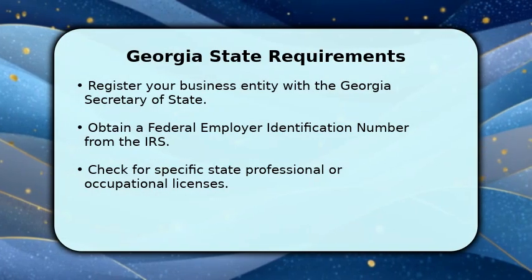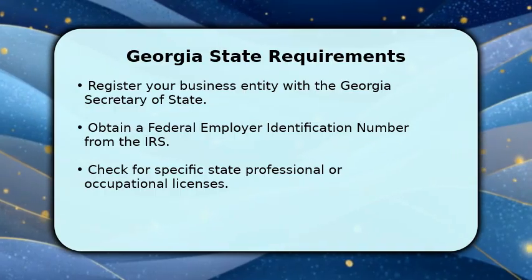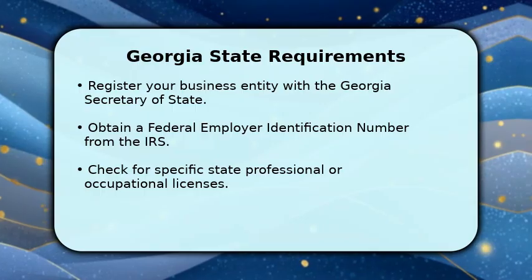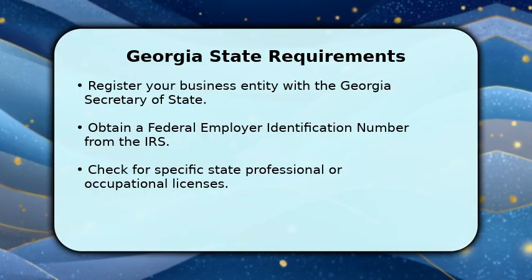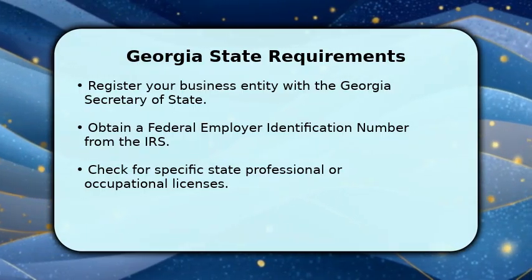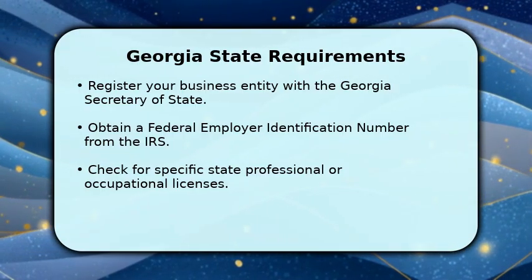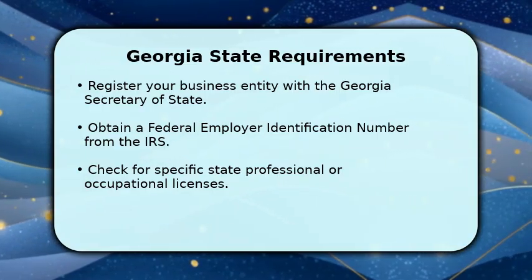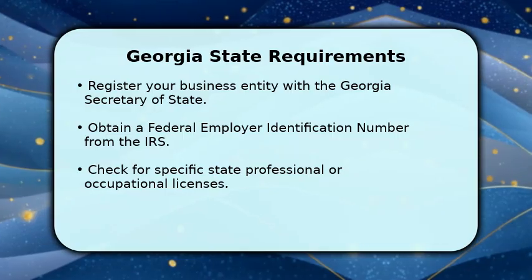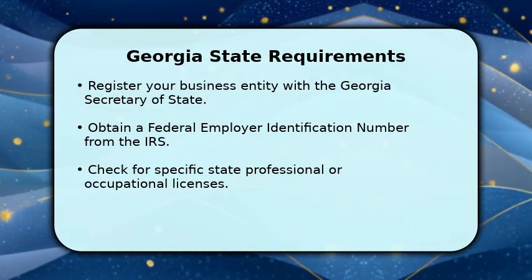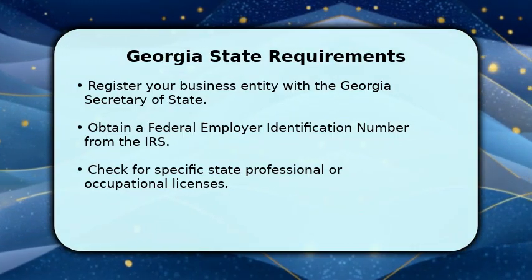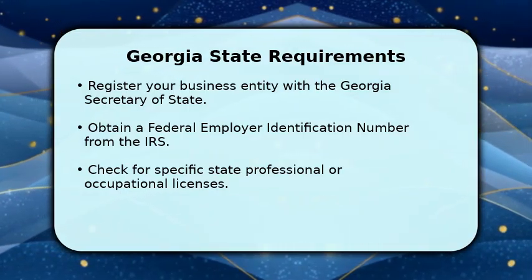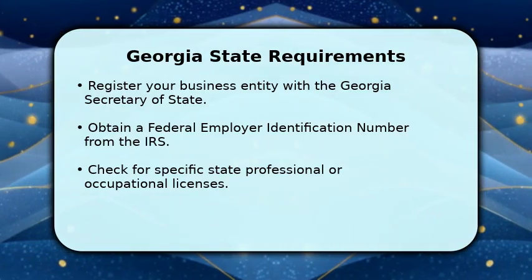At the state level, your first step is to register your business with the Georgia Secretary of State. This establishes your legal entity. Next, you will need to secure a Federal Employer Identification Number, or FEIN, from the Internal Revenue Service. This 9-digit number is crucial for tax purposes. Additionally, some professions require specific state-issued occupational licenses, so verify if your field falls into this category.